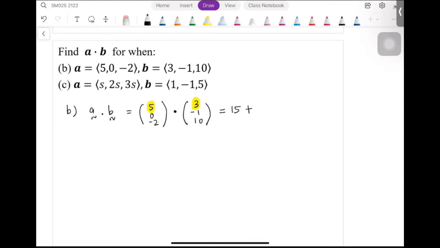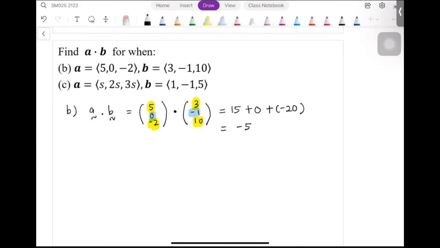Plus 0 times negative 1 for element j. 0 and negative 1, so we get 0 here. Plus the multiplication between the k elements: negative 2 times 10, so here we get negative 20. In this case, our final answer will be negative 5.